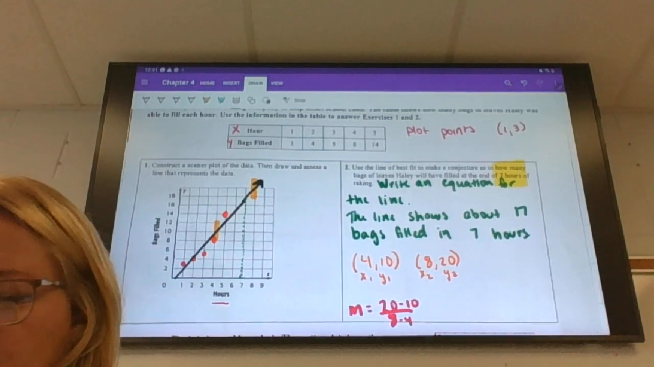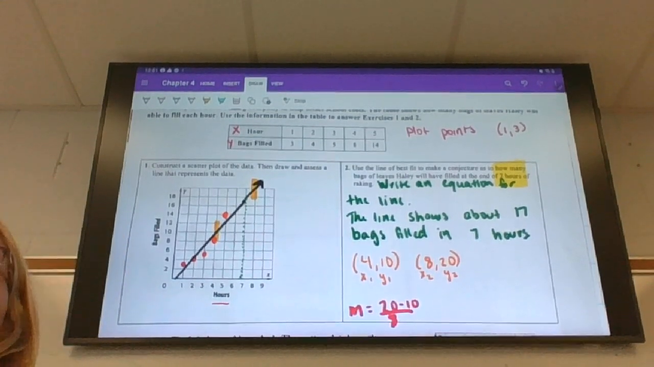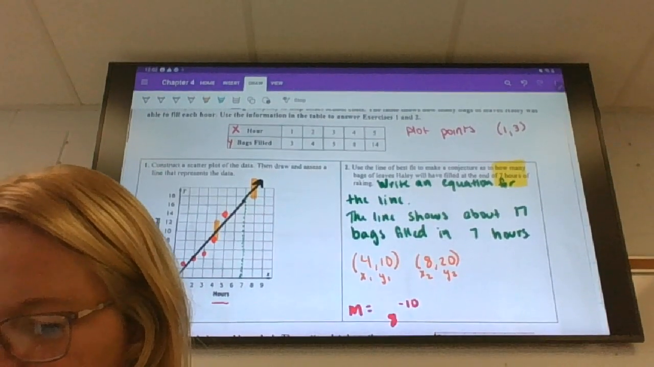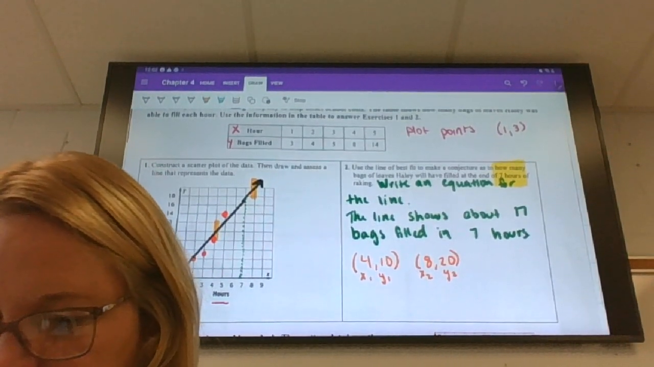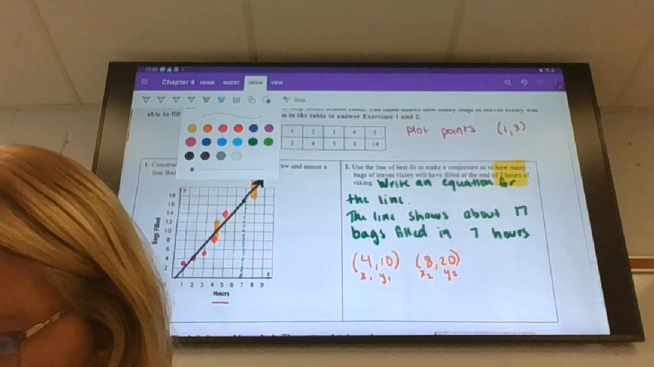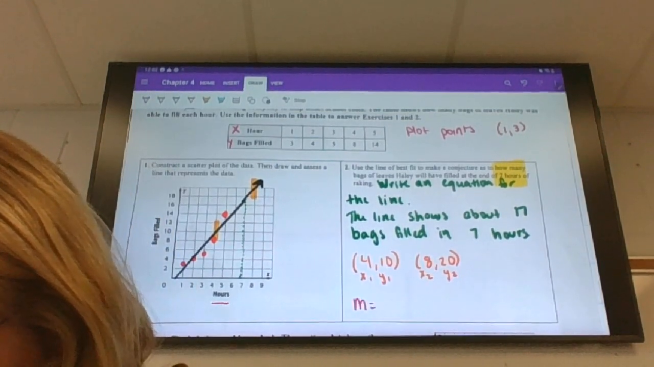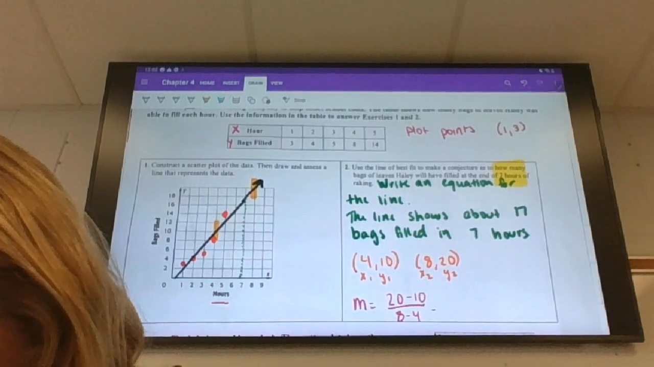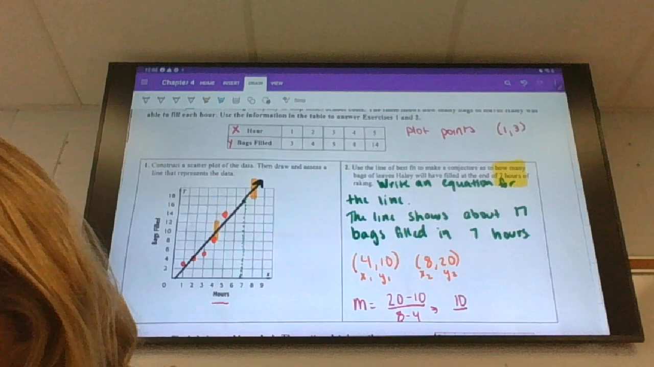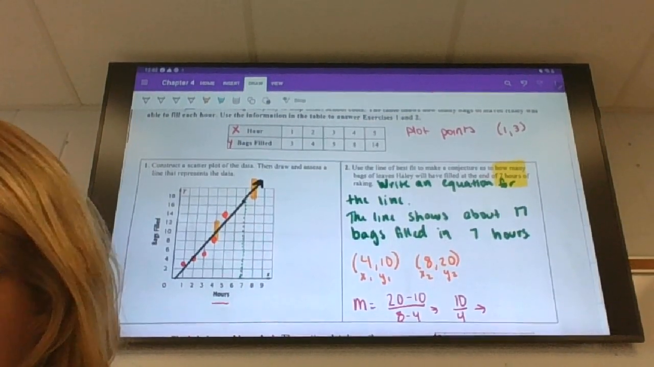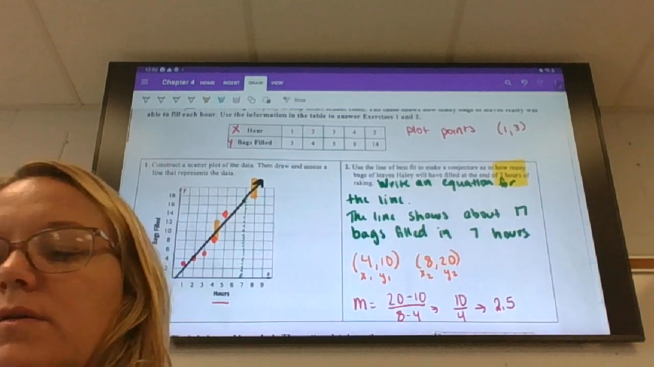Is anybody doing their own points or is everyone using mine? Because I like to compare. If somebody wants to pick different points, then we can talk about how they're the same or different. Okay. My slope is 2.5.